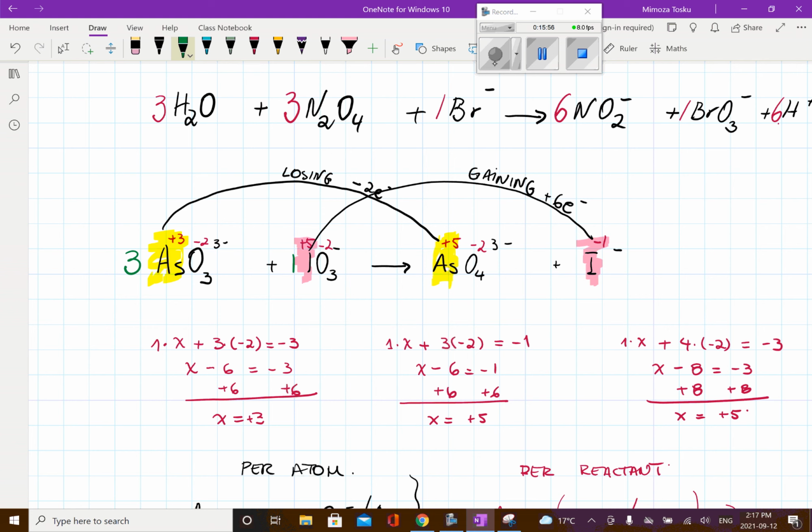So by inspection, 3 AS, 3 AS here. 3 plus 3 times 3 is 9, plus 3 is 12, and 12 here, and iodine is balanced as well. So everything is balanced, and this is how we balance using the oxidation number.